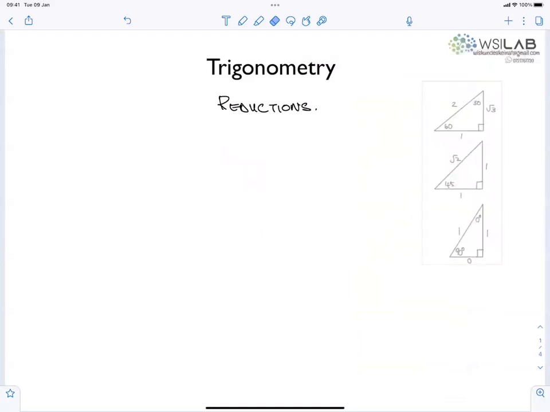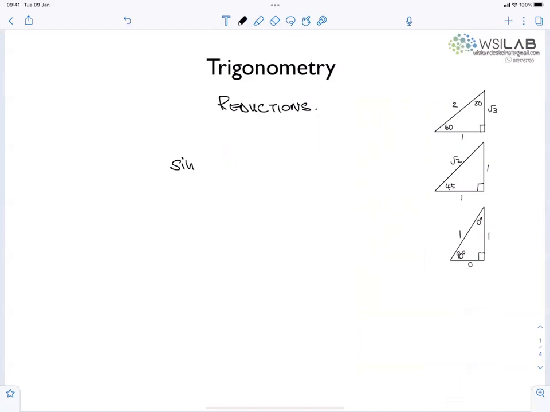Are they big enough to see at the moment? Yes, I can see them. Good. So last year we did something like this. We did sin of 60 degrees times, for instance, tan of 45 degrees divided by cos of 30 degrees. And then we had to do that without a calculator. Could you remember that?